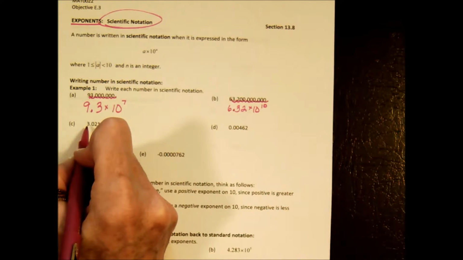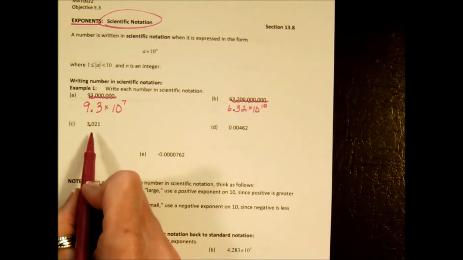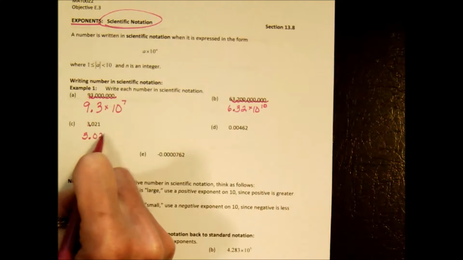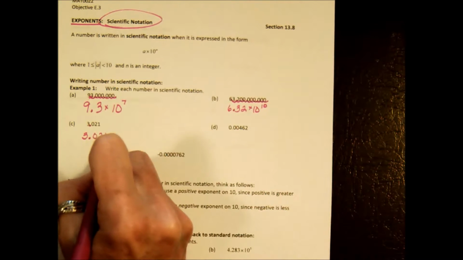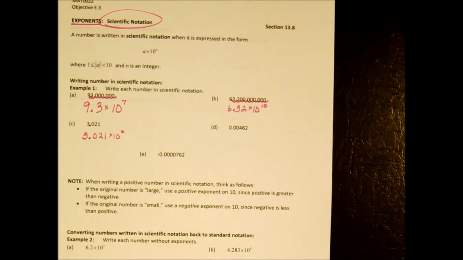This one doesn't need to be done because the decimal point's already in the right place. But if your directions said to write it in scientific notation, you would write 3.021. It's already in the right place. Times 10 to the how many places did you move it? 0. You didn't move it at all.